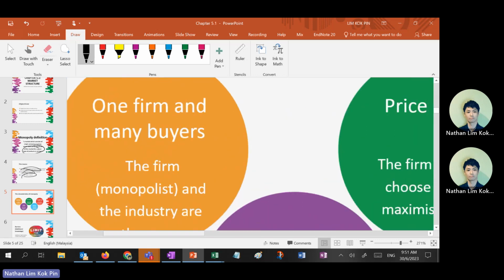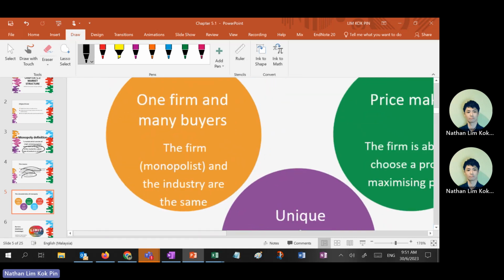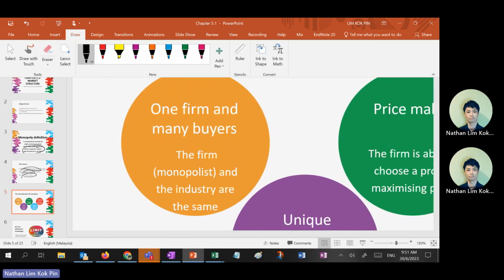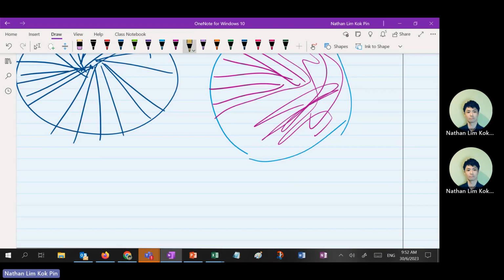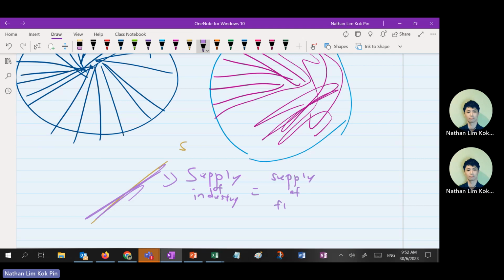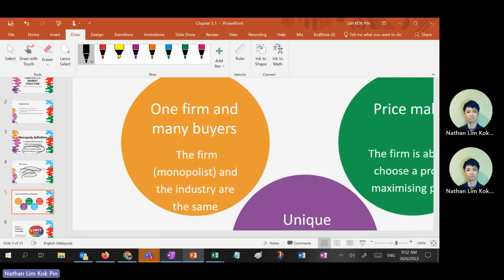Alright, okay. So there are 5 characteristics. First one: one firm, many buyers. I just told you already. Which means in this one, the supply curve is different. Why different? For this supply curve, the entire supply curve is the industry. It is also the firm. It's not perfect competition, right? Supply of the industry is equal to supply of the firm. Whatever they say, it will be correct. It will be whatever they like. Make sense?